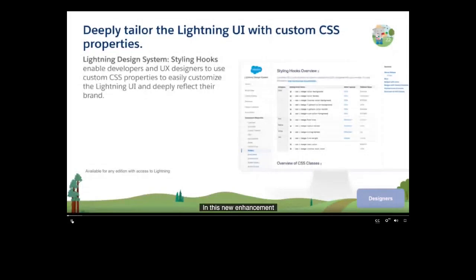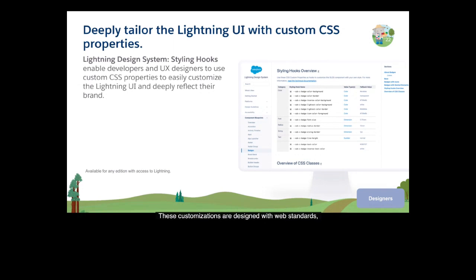In this new enhancement to the Lightning design system, so this is the last video, the last feature which we're gonna see. Right now we have seen a couple of them. So I'm just gonna show you how styling hooks make it easy to express your brand with CSS custom properties that make it easy to modify the visual output of your Lightning components. These customizations are designed with web standards, so they work now and in the future.